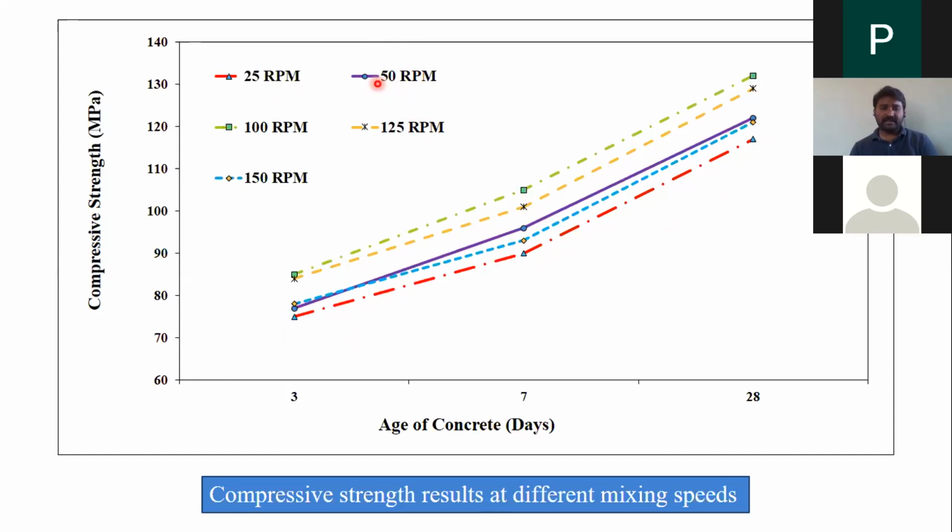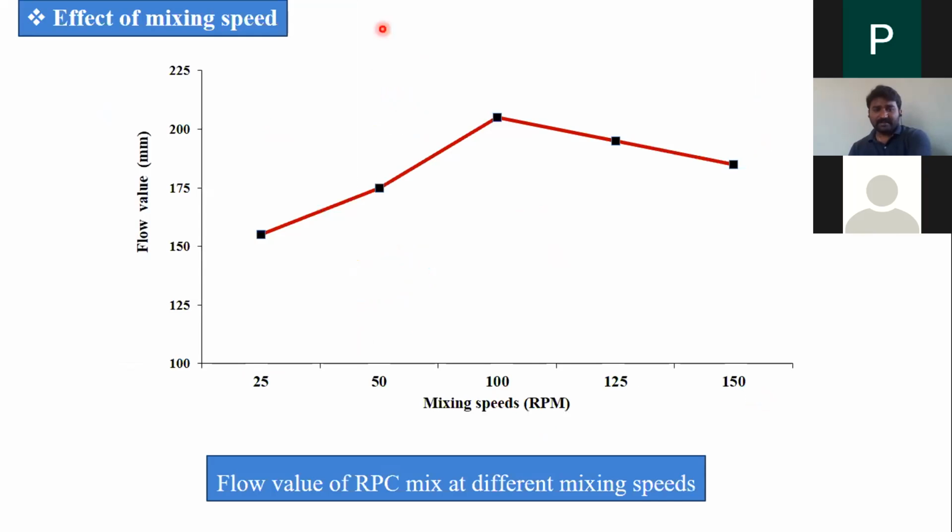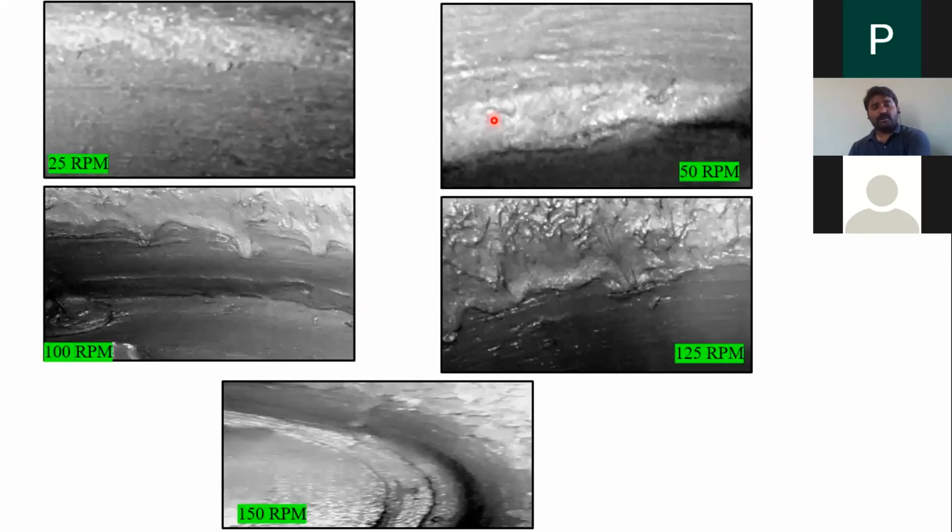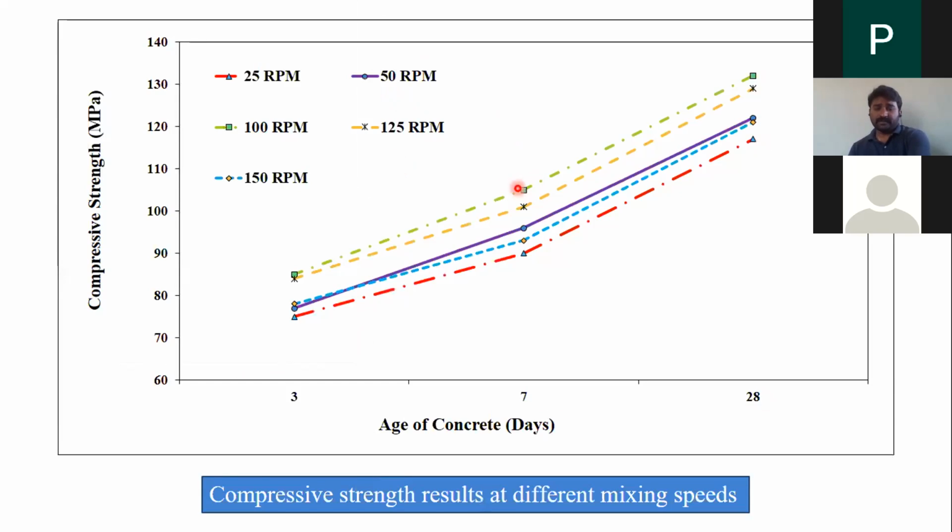Okay, the 50 RPM purple one is somewhere here. See the strength development at 3, 7, and 28 days. At 28 days, the green color is the highest compressive strength. Where is the green color? This is 100 RPM. So at 100 RPM, I'm getting the highest flow also, and also the highest compressive strength. Based on this, I have finalized my rotation speed should be 100 RPM and 4-stage and 100 RPM.